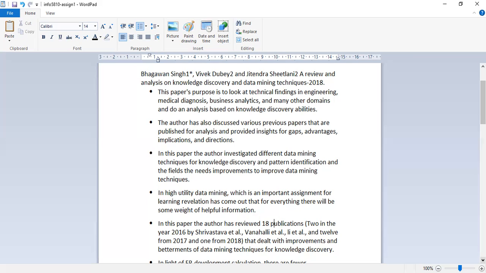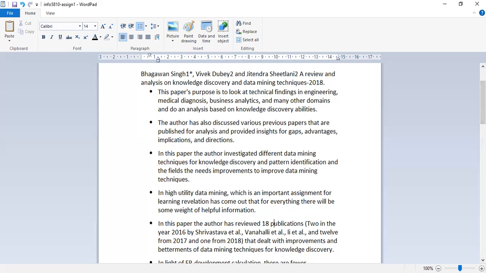So there are some objectives for this paper. The first objective is investigating and analyzing different data mining techniques for the knowledge discovery and pattern identification process, and listing the factors which need improvement and can be helpful for data mining exposures, and identifying and discussing the problem statement along with suggestive measures for future analysis.